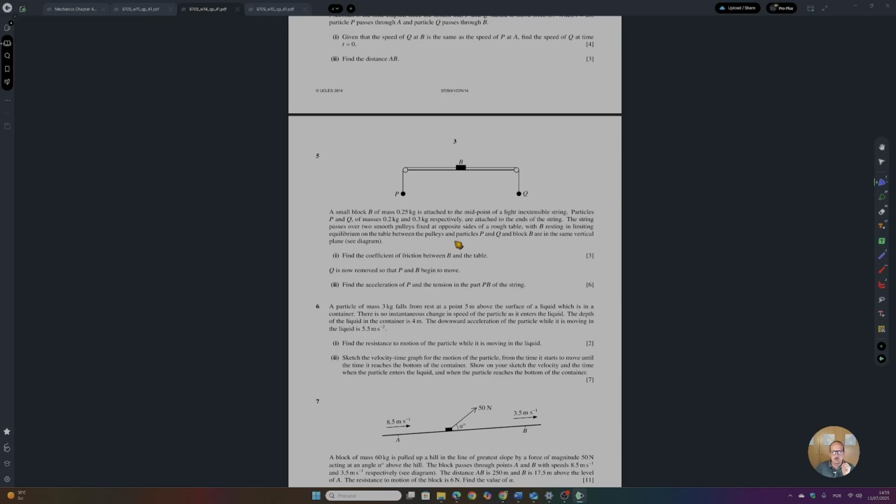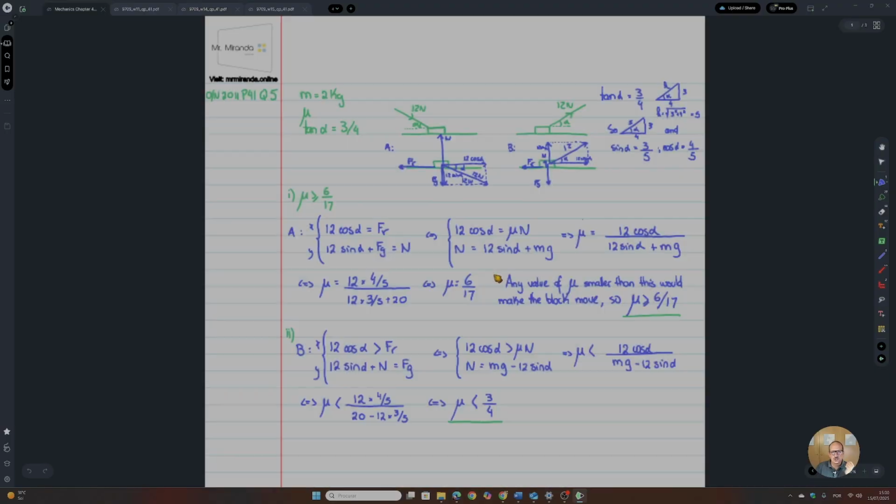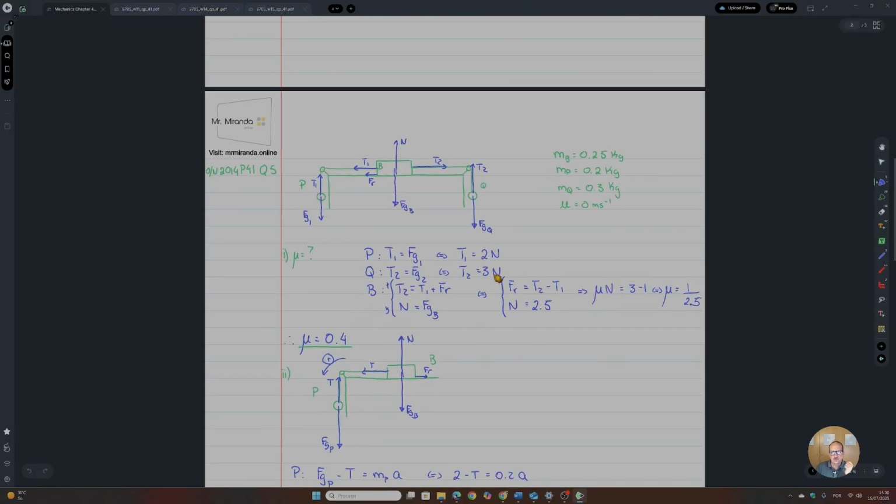So it's a rough table. You have here B resting in limiting equilibrium, so it is on the verge of moving, at maximum friction, okay? And you need to find a coefficient of friction. So let's just represent the forces in the diagram, okay? Particle P, the whole thing is still in equilibrium, so the weight equals the tension T1. By the way, you have two tensions because you have two strings. You have T1 and T2, okay?